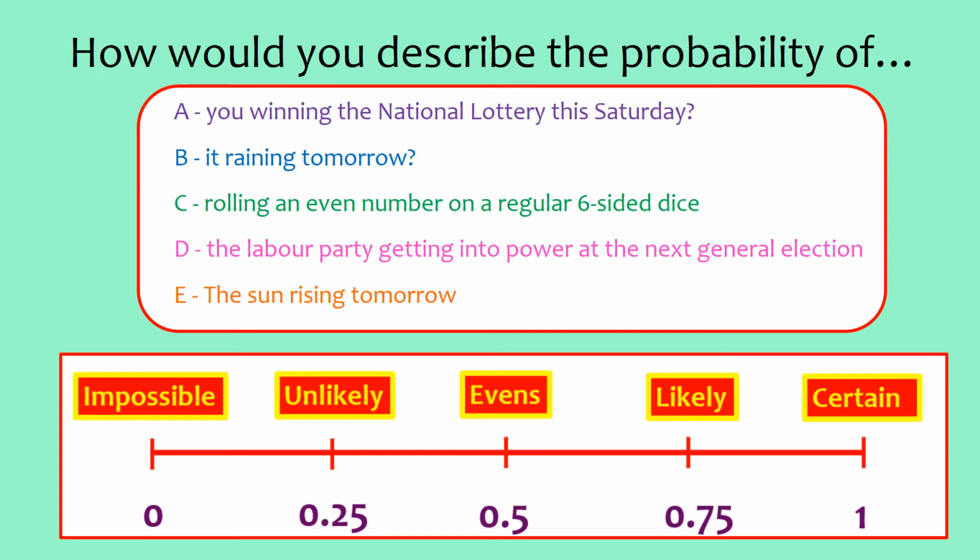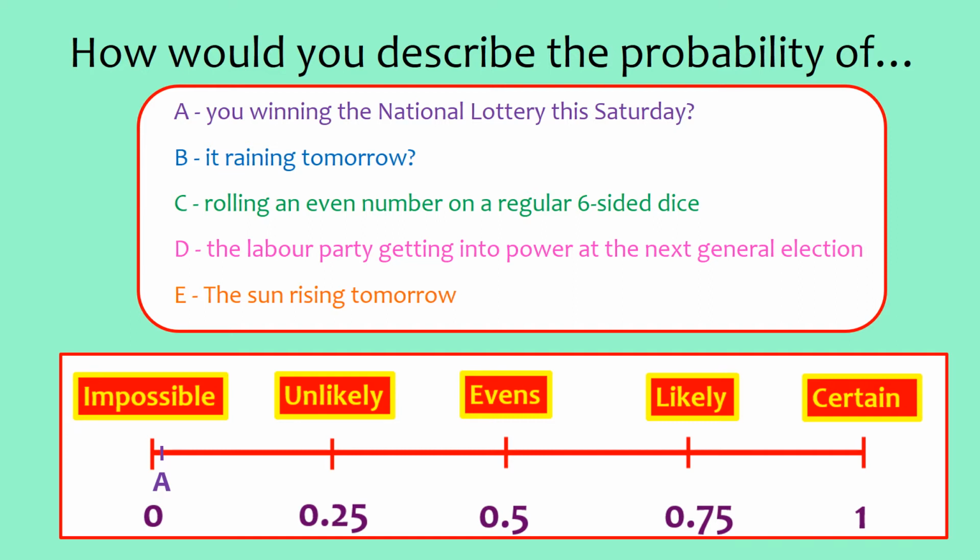So we're going to have a little look at some of these probabilities and have a think about where we might put them on the table. So firstly, A, what would be the probability of you winning the national lottery this Saturday? So for me, it will probably be impossible as I don't enter. But if you do enter, your chances are pretty slim. So I've marked it as A right down this end. It's probably even closer to impossible.